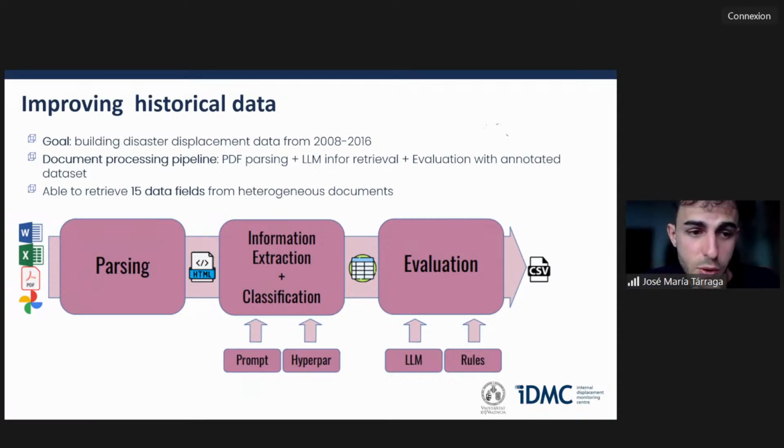Basically, what we are doing is building a document processing pipeline in which we parse PDF information from historic reports, from humanitarian organizations, from news outlets, etc. Then we use LLMs to retrieve the information, and we evaluate those LLMs, the prompt and the classification, with the annotated data that IDMC has. And we are able to retrieve about 15 data files from heterogeneous documents, which is one nice application towards accelerating the annotation and gathering of datasets in any disaster context.